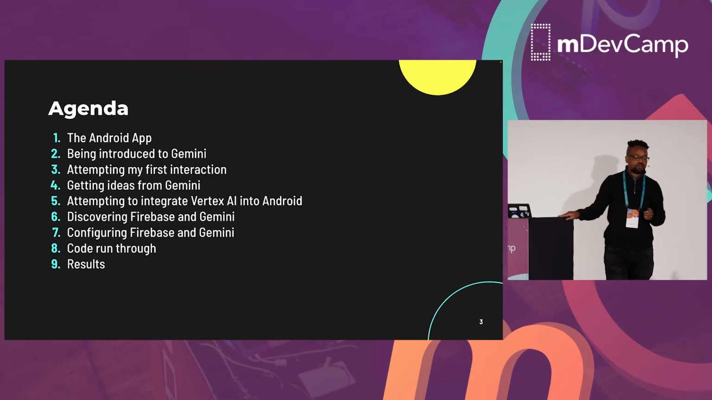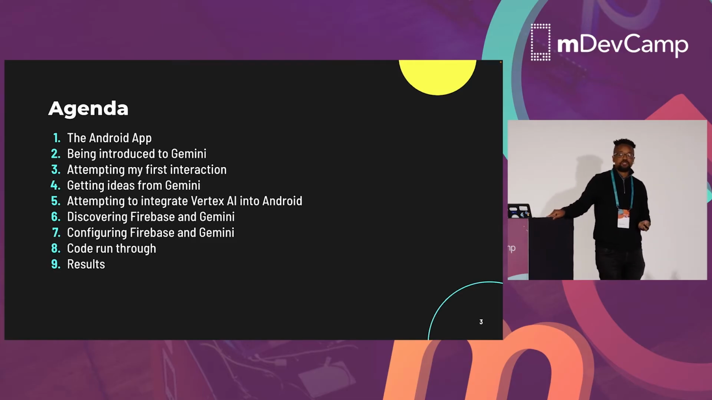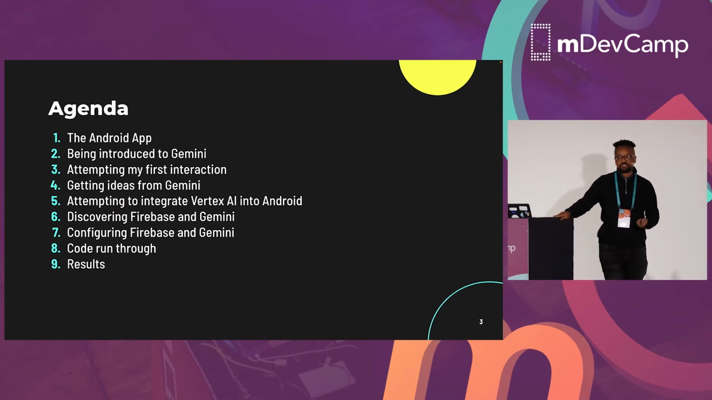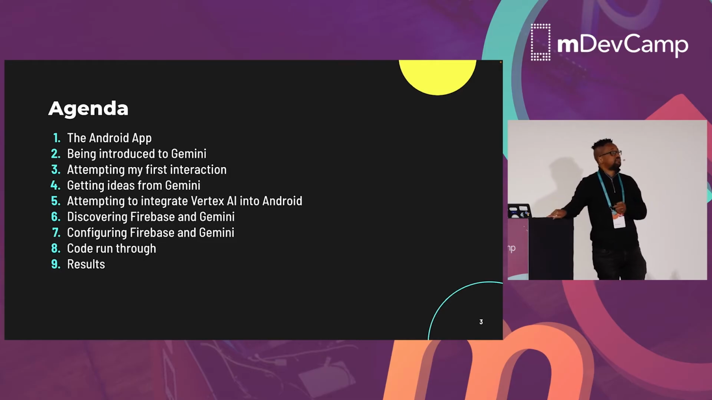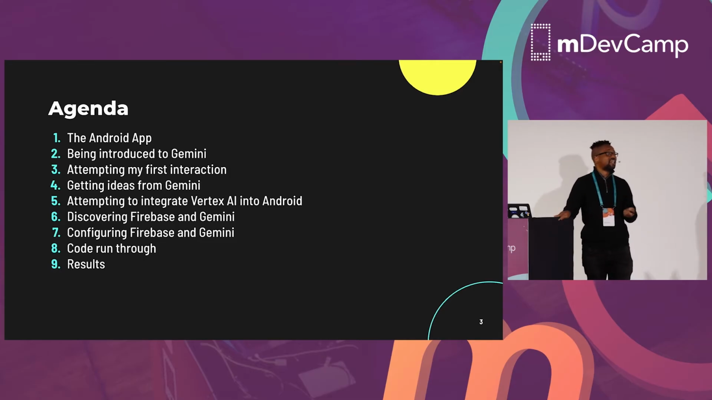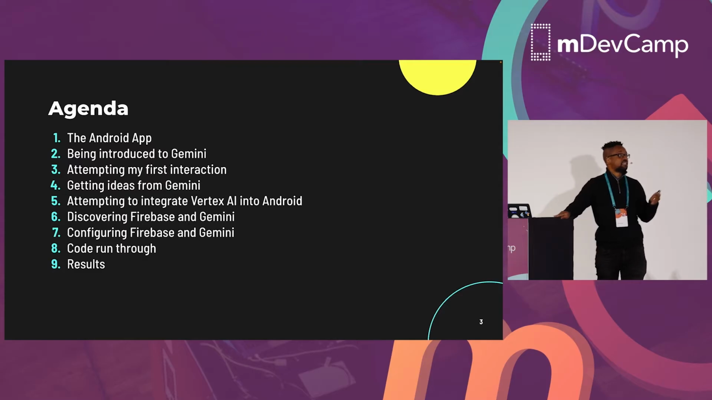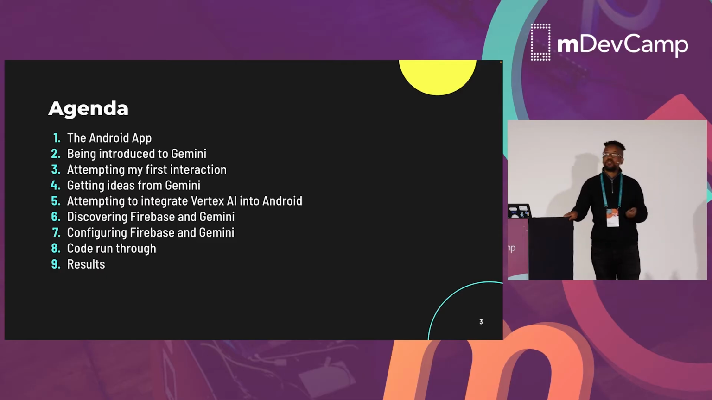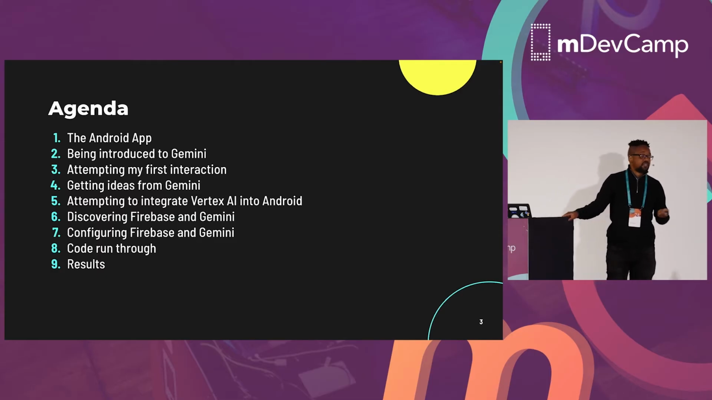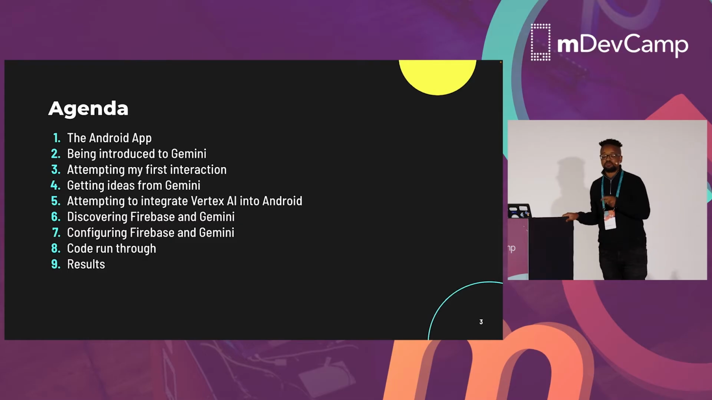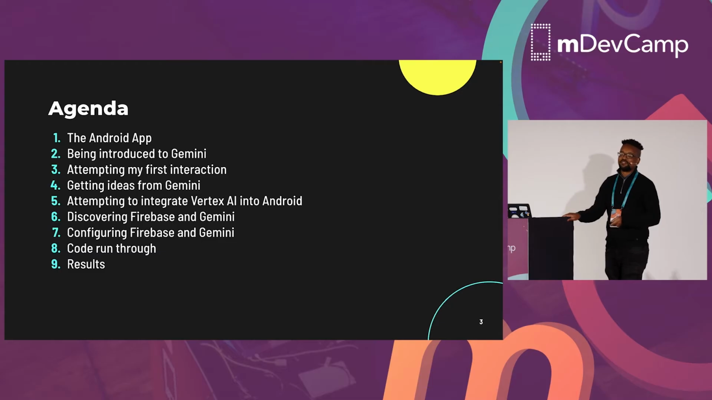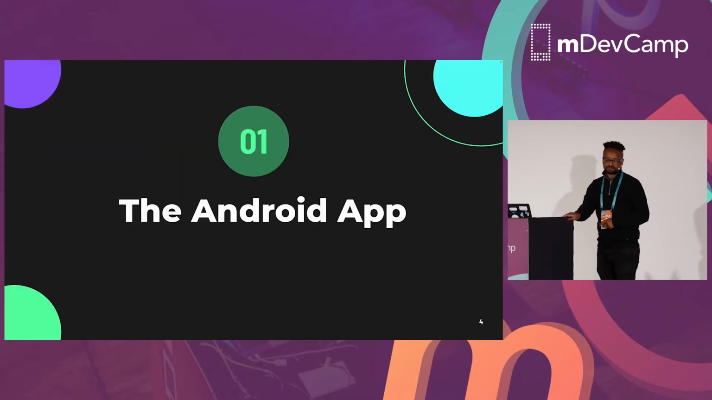So we'll start off with the Android app itself. I'll introduce you to what the Android app is about. Then being introduced to Gemini, how I was introduced to Gemini. Attempting my first interaction with Gemini. Getting ideas from Gemini. Attempting to integrate Vertex AI into Android. Discovering Firebase and Gemini. Configuring Firebase and Gemini. Then I'm going to run through the code step by step of how I actually implemented it in Android. And then the fun part, which is the demo itself.